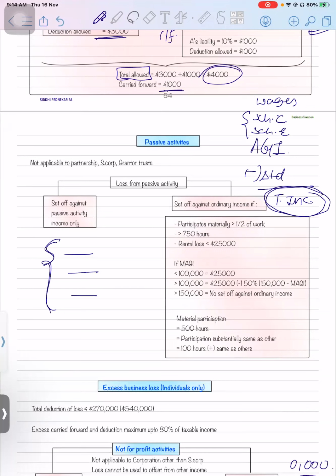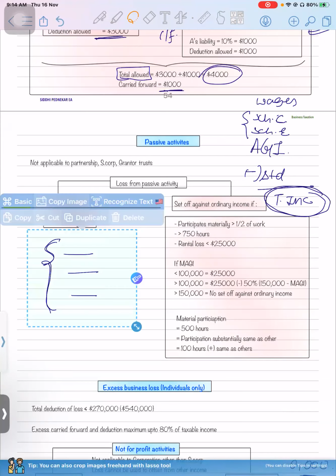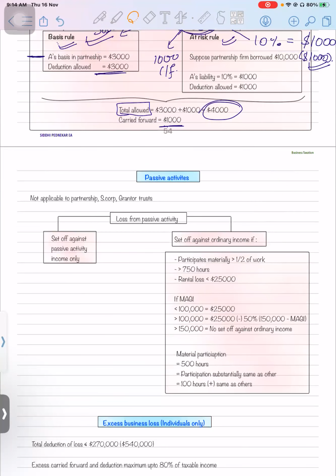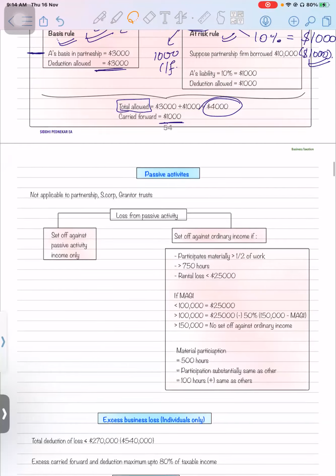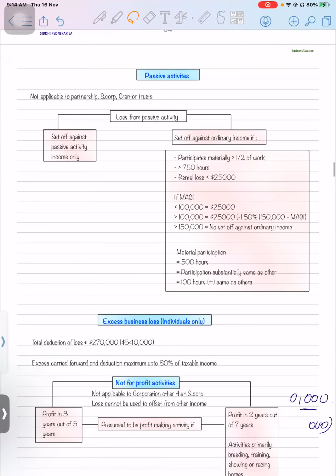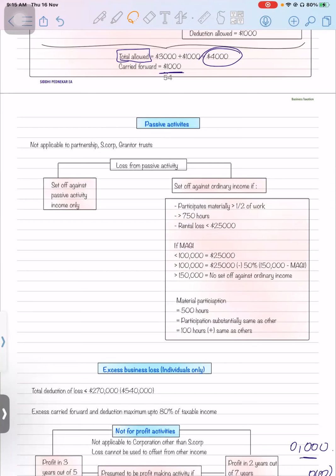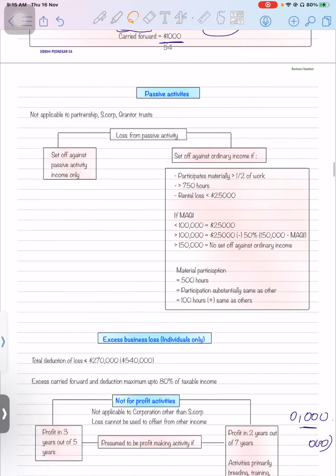Okay, for exam purposes, you can just remember the sequence like this. They'll give the first preference to Schedule K1 items, Schedule K1 losses. Then they'll give the second preference to the passive activity losses. Okay, got it? Any question, Shivam? No, got it. Okay. So for US taxation, make sure to keep ordinary and passive separate.